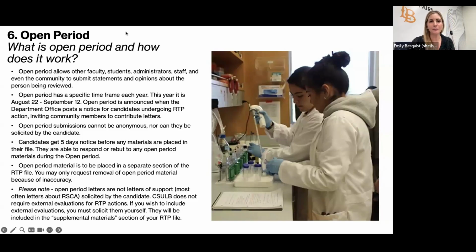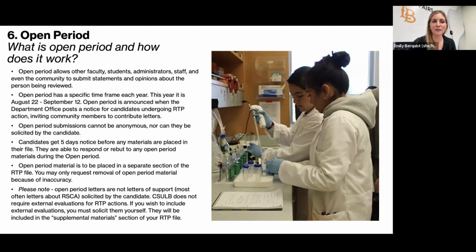So the next thing I want to talk about is open period, which actually has already ended for this year. But open period is something that confuses a lot of faculty, so we'll try to explain it for you now. Open period is a period that allows other faculty, students, administrators, and staff, and even people from the Long Beach community to submit statements and opinions about the person being reviewed. Open period has a specific time frame each year, and this year it was August 22nd to September 12th.